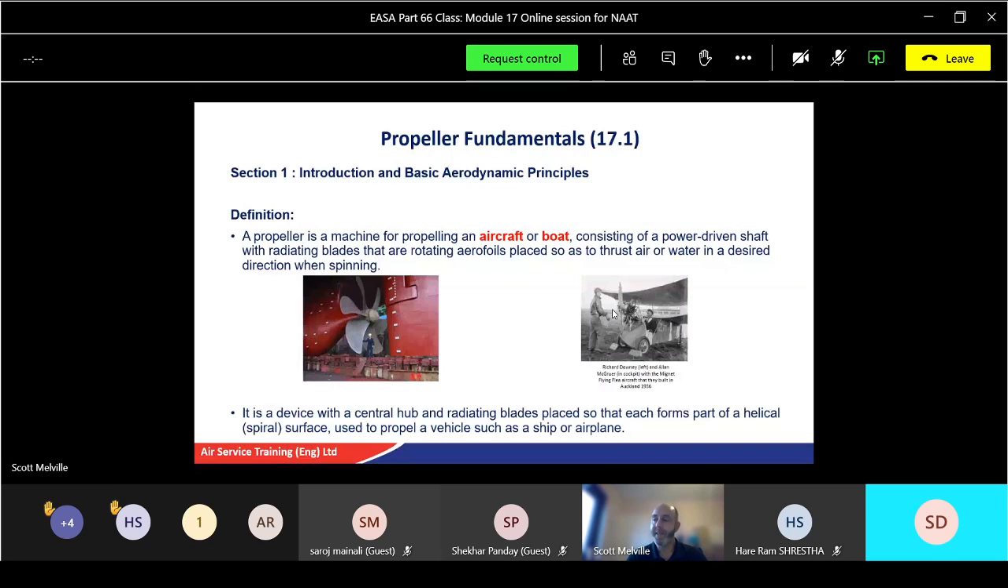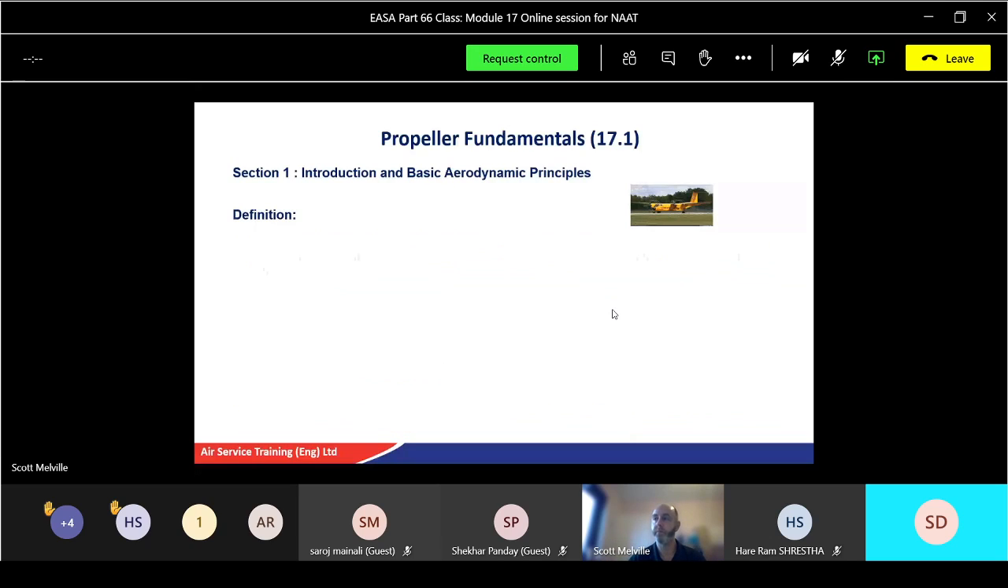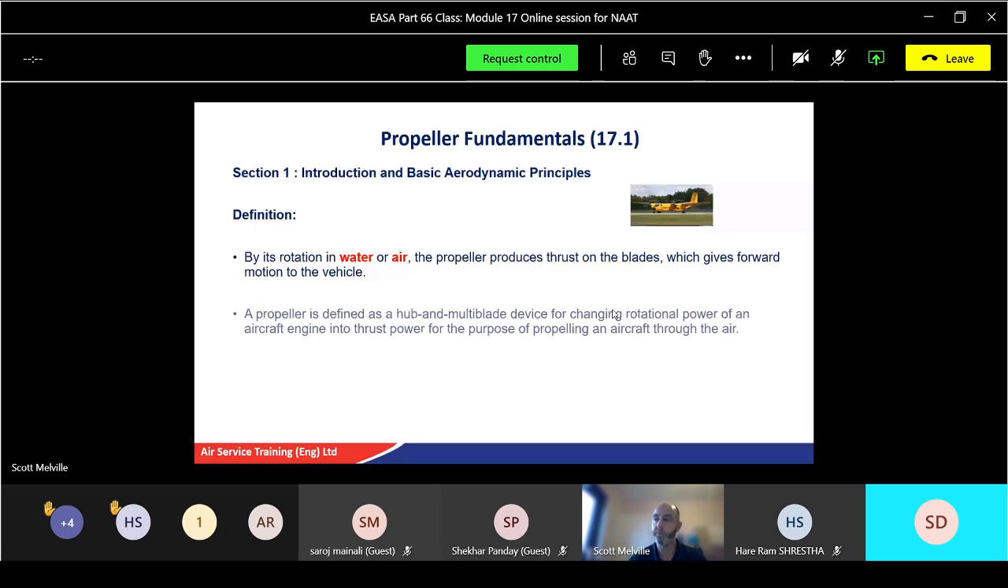Where's it attached? Well, it's attached to what's called the central hub. You have radiating blades, obviously spinning around, and that forms part of what's called a helical spiral. In other words, a corkscrew as it's going through the air in our case. But again, rotational water, that's two different mediums, which will produce thrust from the blades and gives the forward motion of the vehicle. But again, we still do the same thing.